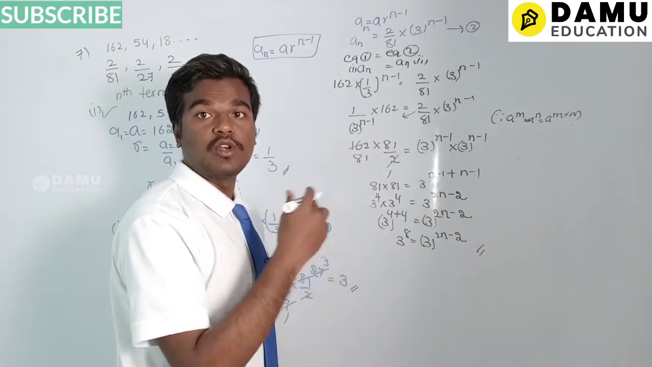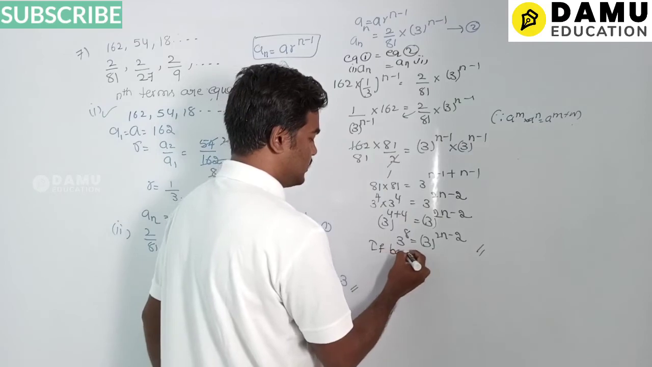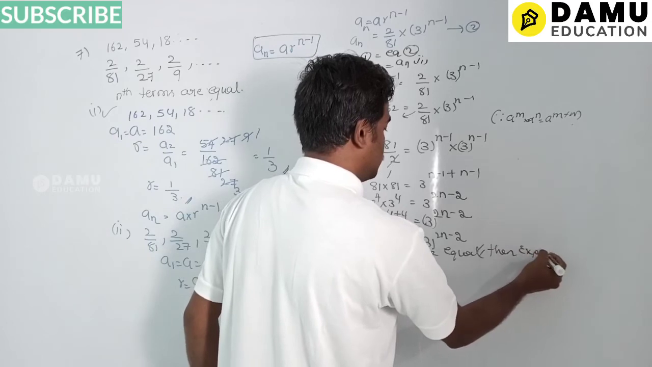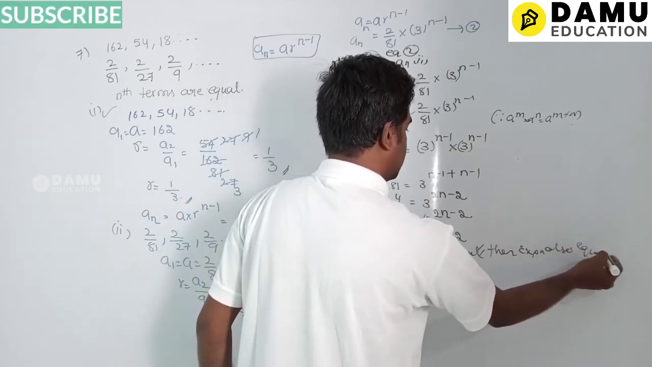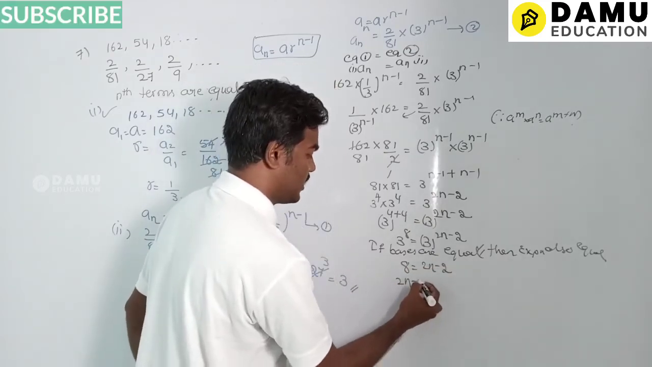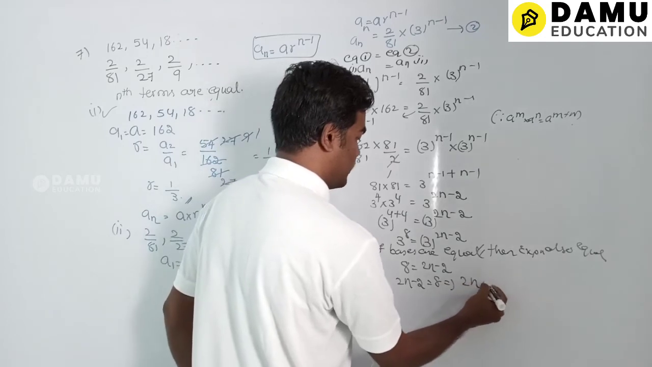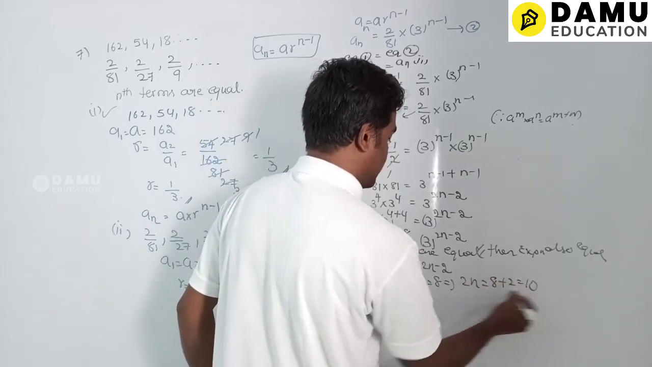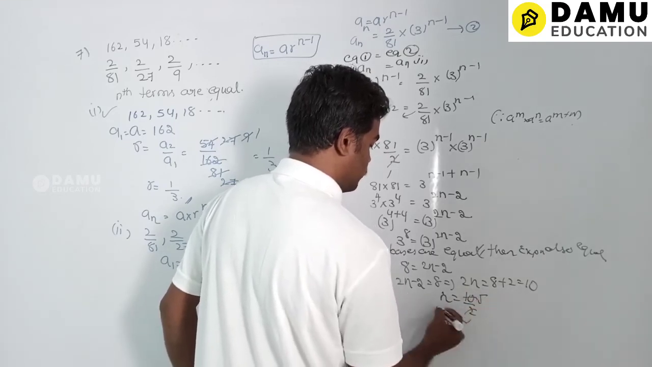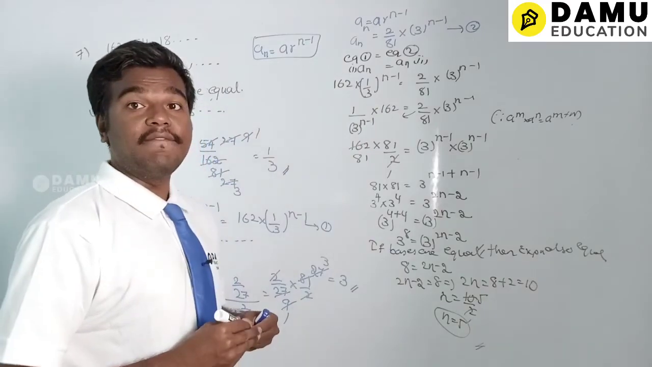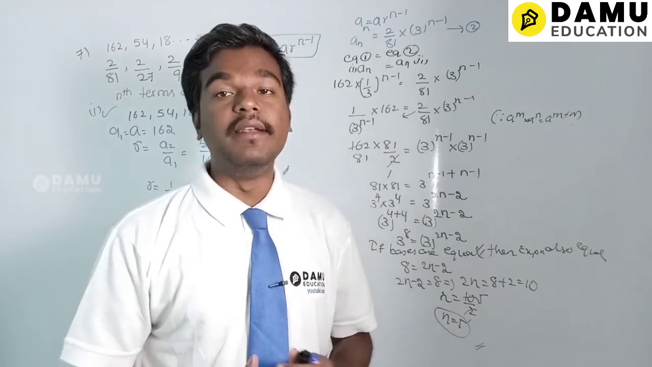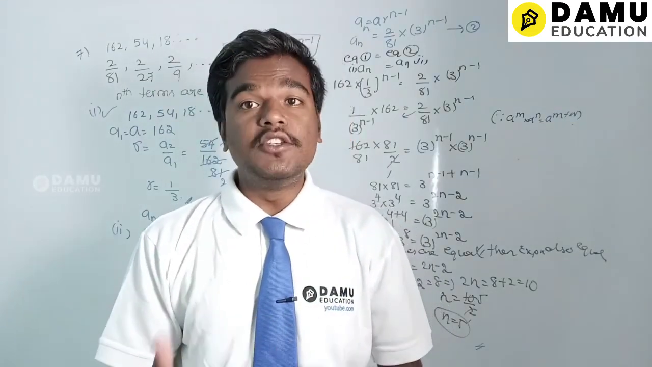These are the bases. If bases are equal, then exponents are also equal. So 8 equals 2n minus 2, which implies 2n equals 8 plus 2, that is 10. Then n equals 10 by 2, so n equals 5. So the fifth term: a5 equals a5. The nth term is the 5th term. This is the way to find the answer.